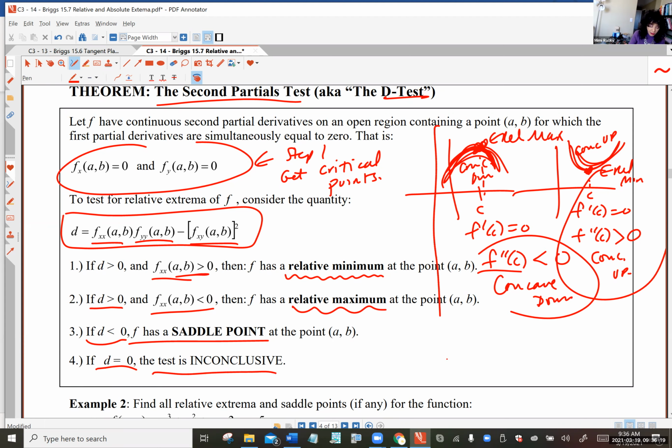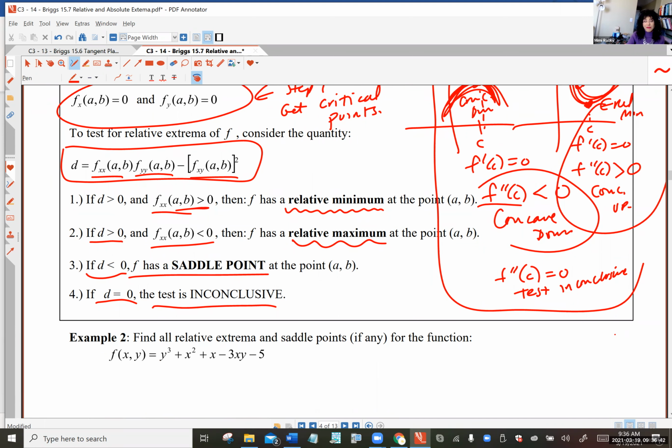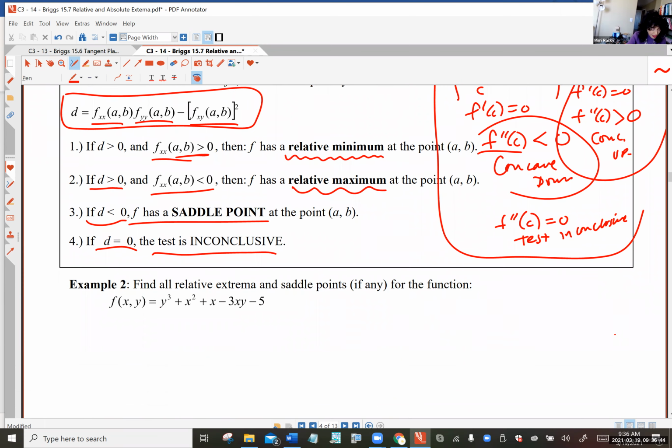And that happened in Calc 1, because when you evaluated your second derivative at the critical point and you got 0, that second derivative test was inconclusive and you had to go do something else. Probably the test for increasing, decreasing functions. We don't have that here, but you can do something similar by plugging in points around it.